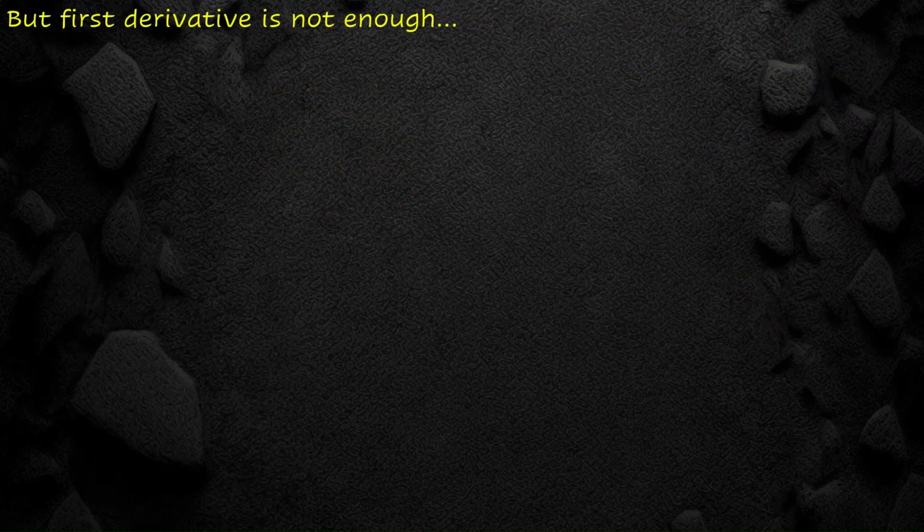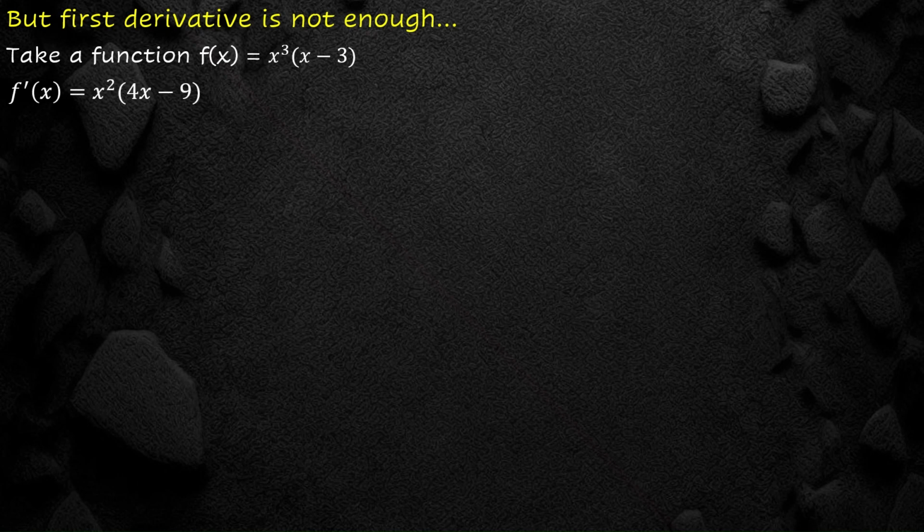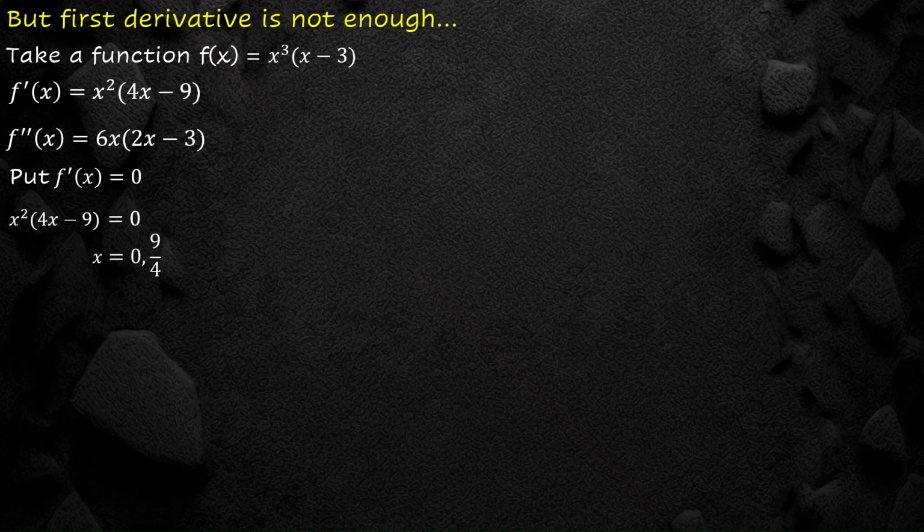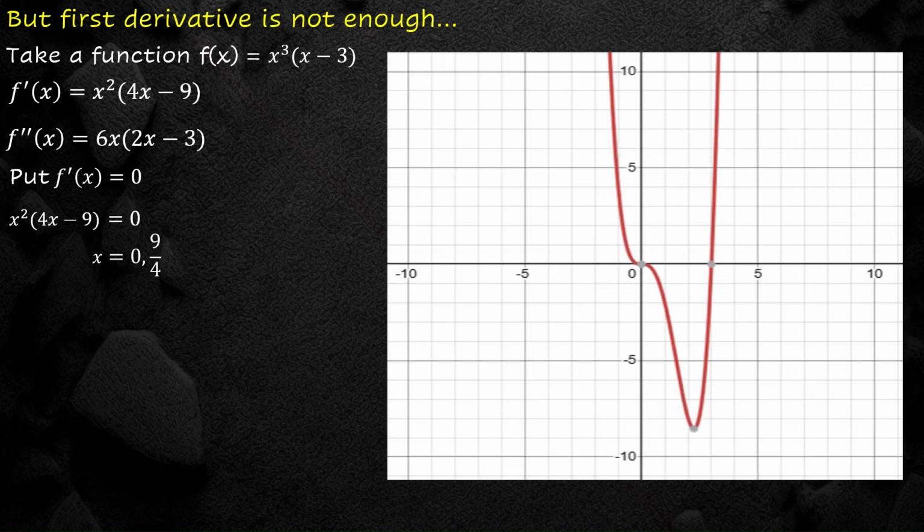Now we show that the first derivative is not enough to find the points of inflection. We must use the second derivative. We take a function f of x is equal to x cube into x minus 3. We find its first and second derivative and put the first derivative equal to 0 and get the values of x to be 0, 9 over 4. Now we draw the graph of this function.